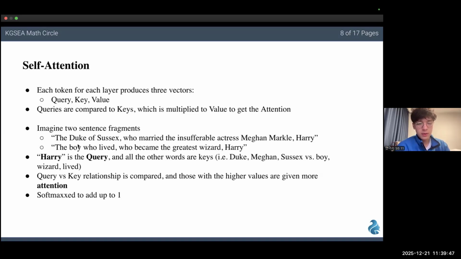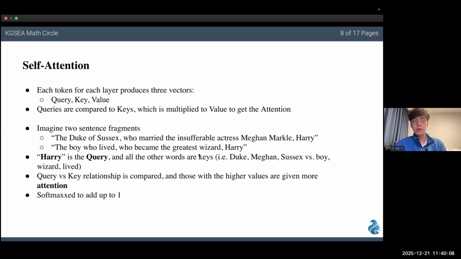If it helps, this is a helpful mnemonic: in this sentence, Harry is the query, and all the other words are keys. For example, Duke, Meghan, Sussex, or boy, wizard, lived. And so we're going to compare the relationship between query and key, through vector multiplication, like the dot product.